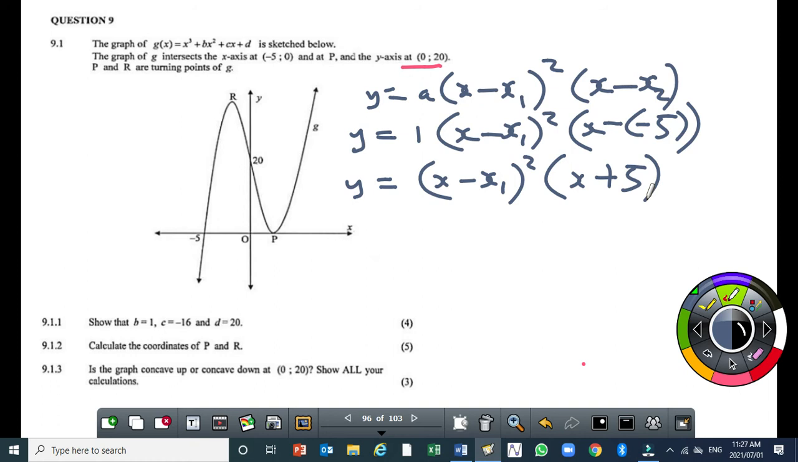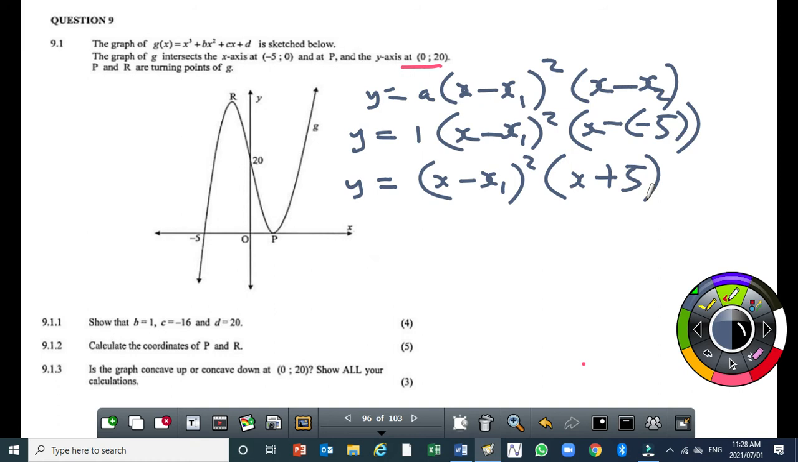If you use the x-intercept, x1 and x2 are going to be unknown, and the other x-intercept is going to be minus 5. Your x-intercepts cannot be 0 in most cases, like in this case here, unless the graph was passing through the origin. But it's not passing through the origin. So you have to find that x1.